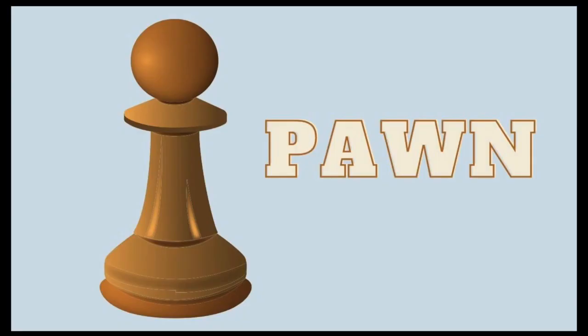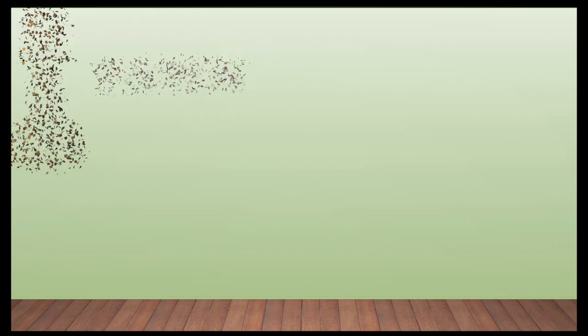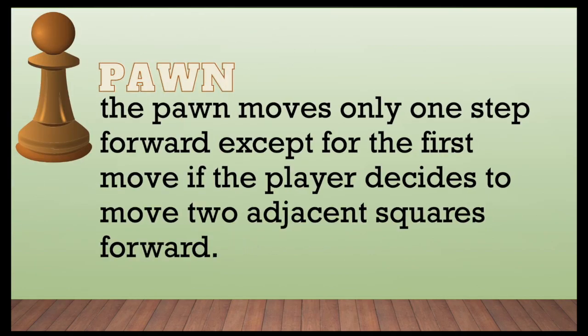And the last is the pawn. The pawn moves only one step forward, except for the first move, where the player may decide to move two adjacent squares forward. So remember that. Consider these two pawns. Either you can move two forward or just one forward. But if you're going to capture a piece, it must be diagonal.